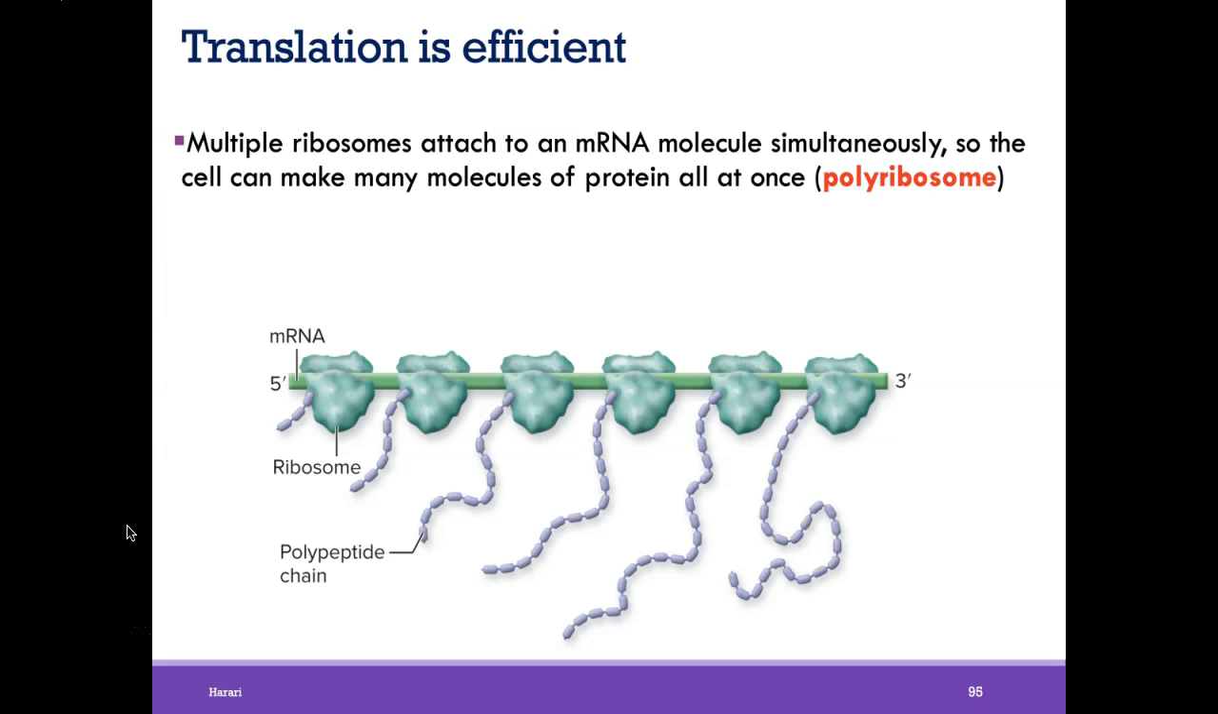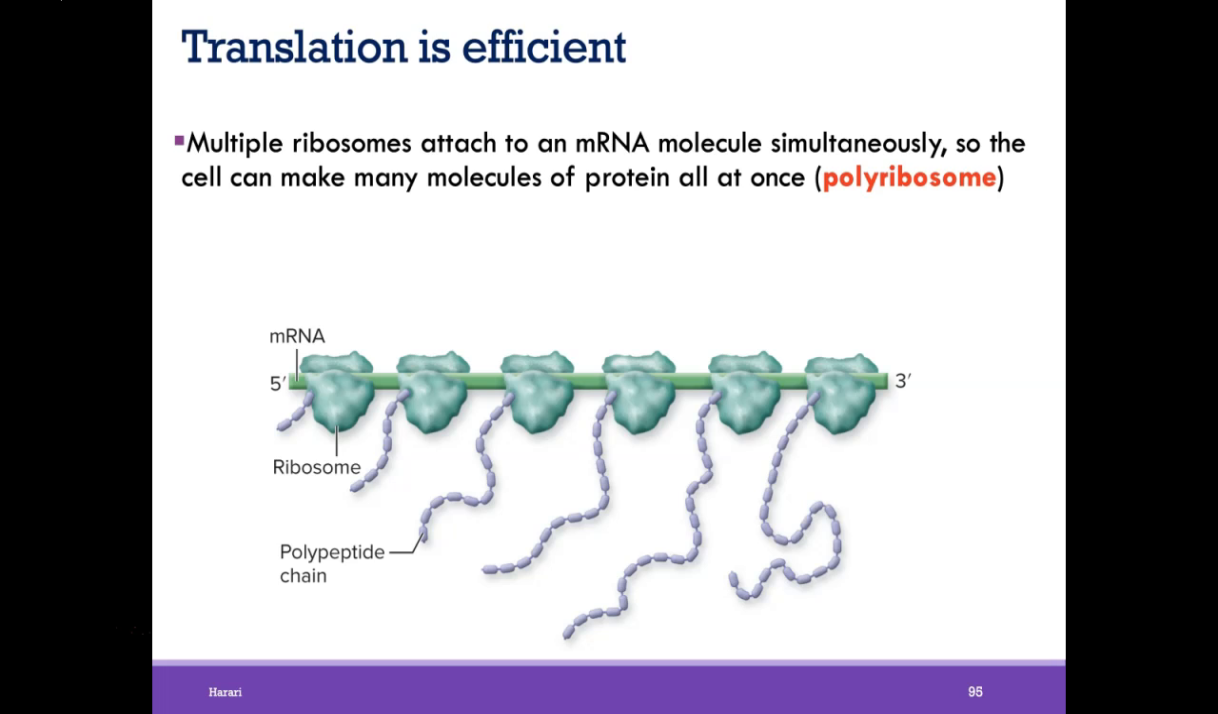So translation is a very efficient process. Some cells of the human immune system can make 2,000 proteins per second, right? That's really important if we want our body to respond quickly to an infection. How do they do that?